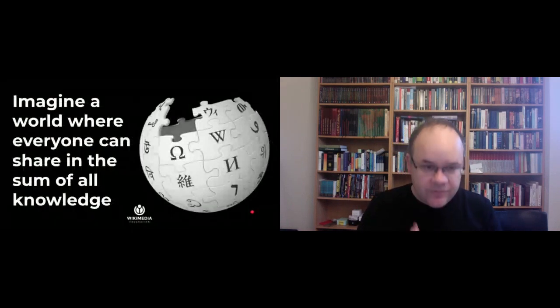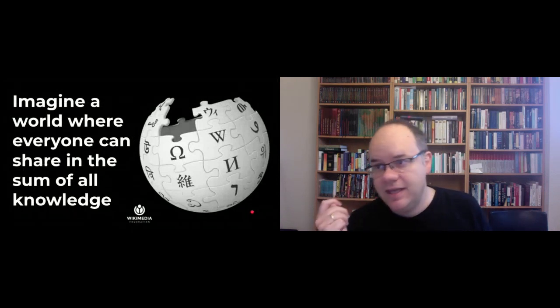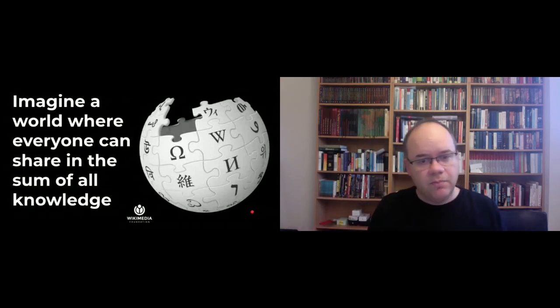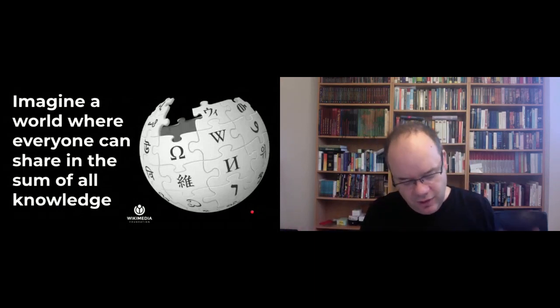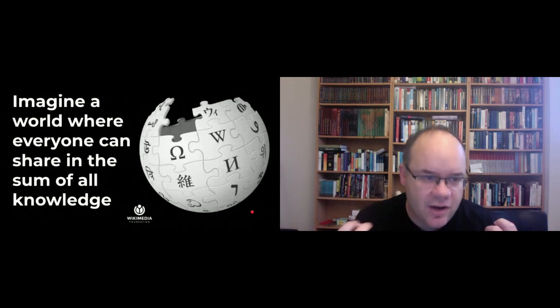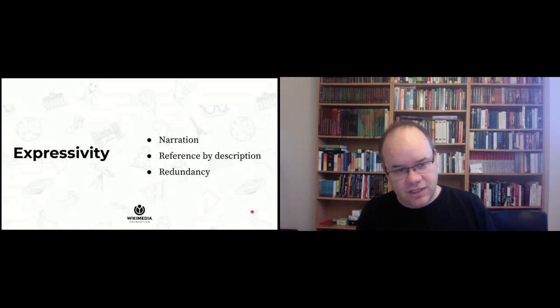And the thing is, we are actually building this whole thing because we think that Wikidata, that Semantic MediaWiki, are not powerful enough to express what you need for Wikipedia articles. And this is a quick aside at the end, just to tie together with the Abstract Wikipedia idea. What we really can do in expressivity is narration, is reference by description, and is redundancy.